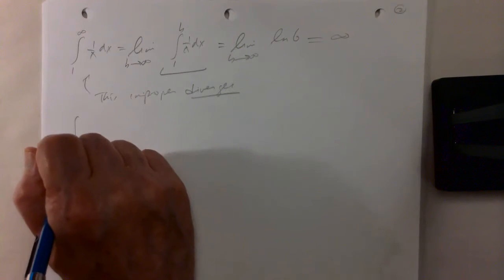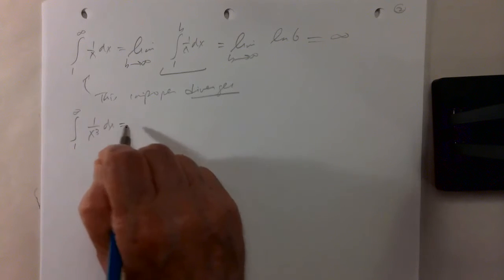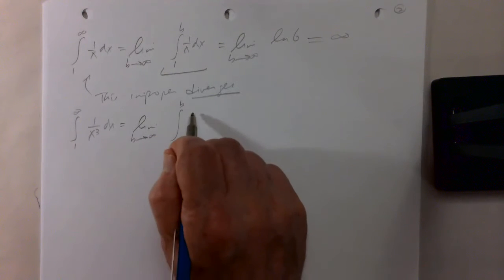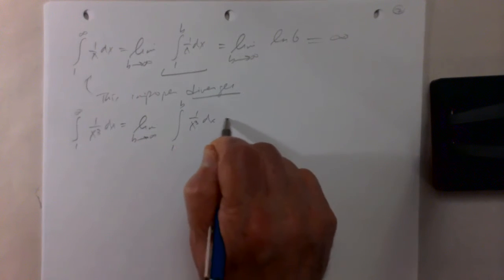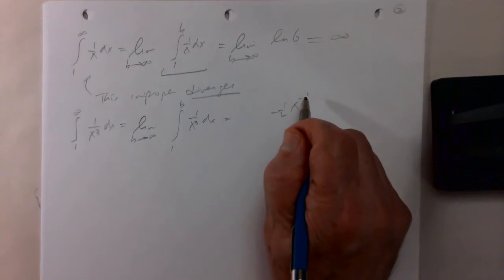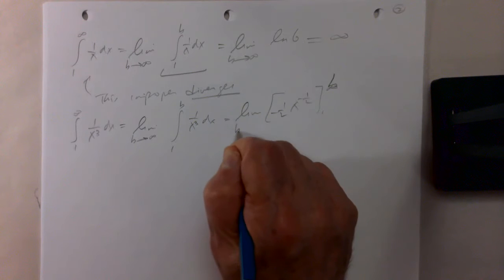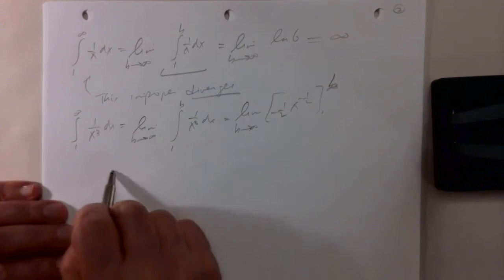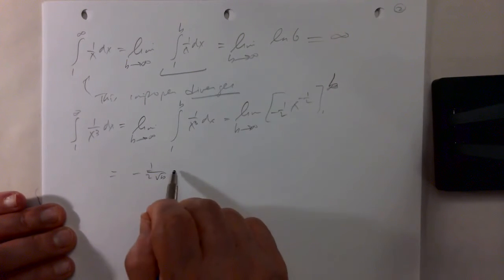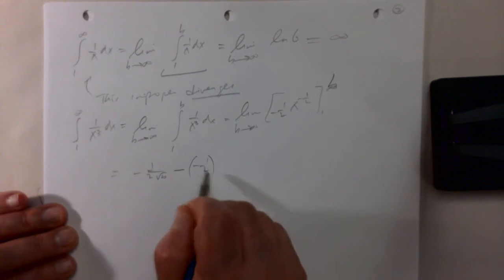Here's another example. Suppose I take the integral from 1 to infinity of 1 over x cubed dx. So this is the limit as b goes to infinity of the integral from 1 to b of 1 over x cubed dx. Now I know what this integral is. This is x to the minus 3. So this is minus 1 half x to the minus 2 from 1 to b. And I'm taking the limit of that as b goes to infinity. That's minus 1 half times 1 over b squared, minus minus 1 half times 1.